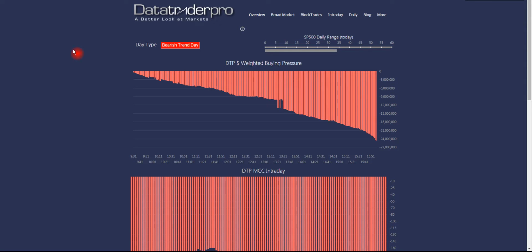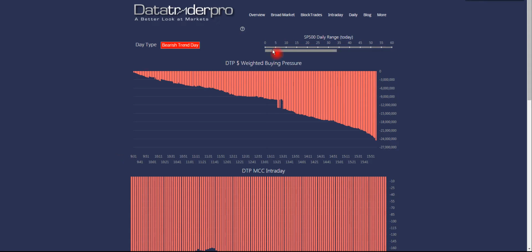Okay, today was a bearish trend day down, called by our indicator at 10:15 a.m. Eastern Standard Time, as every day it does. We had actually a bullish trend day late last week. We had that big spike up rally, and then a reversal, and then we got follow through with a bearish trend day today. You could see the dollar weighted buying pressure.